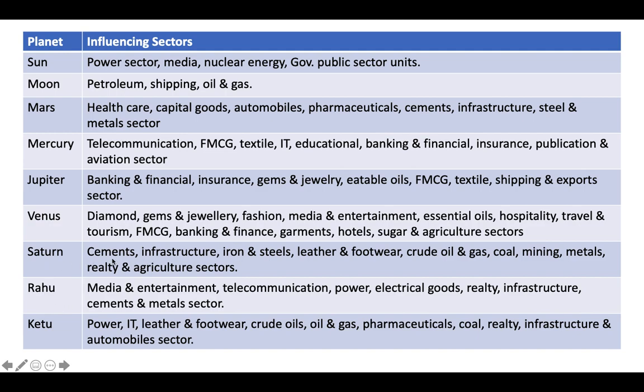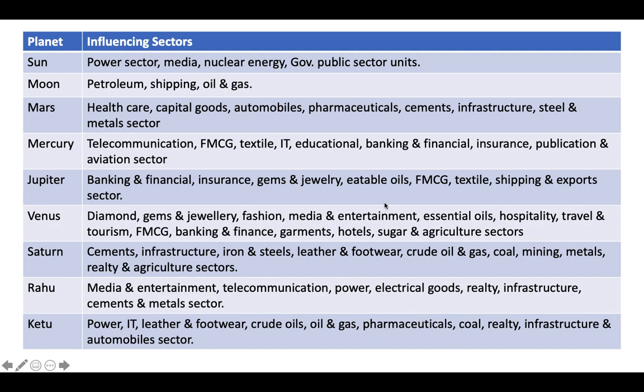Saturn has impact on cement, infra, iron, steel, crude oil, leather, footwear, oil, gas, mining, metals, realty. Rahu has implication on media and entertainment, telecommunication, power, electrical goods, realty, infra, cement and the metal sector. You can see that two planets can have the same implication, but one will have a higher weightage. As I mentioned in the last video, Mercury is the royal messenger for communicating. So telecommunication has a higher weightage from Mercury, though there is telecommunication impact from Rahu also. Similarly in banking, the higher weightage will come from Jupiter. And in case of Ketu, the impact will be on power, IT, leather, footwear, crude oil, gas, pharma, coal, realty, infra and the automobile sector.